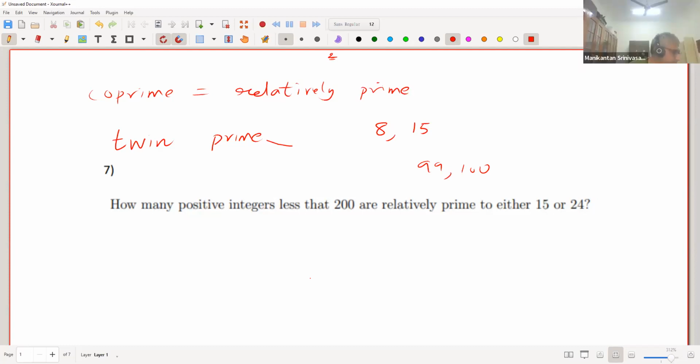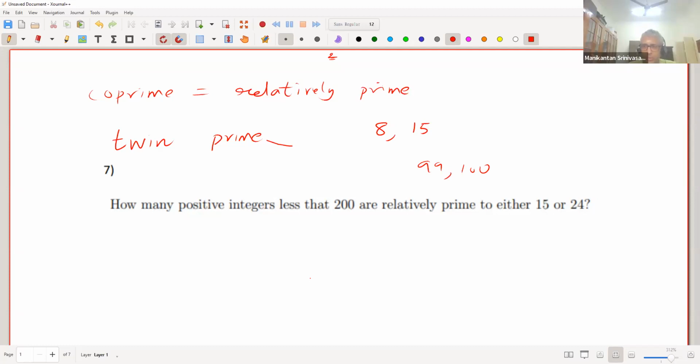Go ahead, please. I think twin primes are two consecutive prime numbers. I think with the difference is 2. Correct. 2 consecutive prime numbers with the difference of 2, which essentially means 2 consecutive odd numbers that are prime.